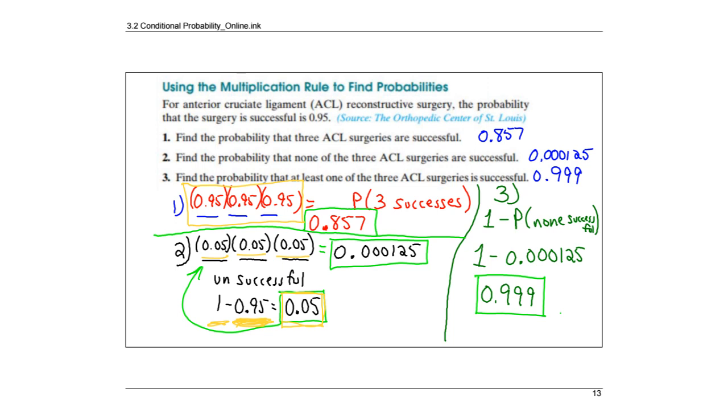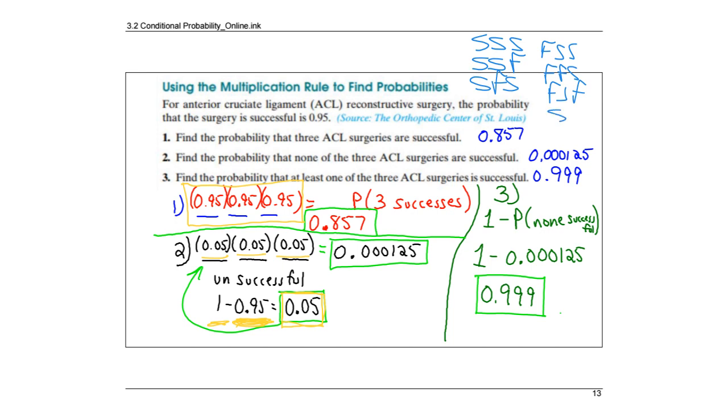All right. Finally, it says find the probability that at least 1 is successful. So here's the problem with this one. If we tried to add up all the combinations, we would have to do all 3 successful. We'd have to do successful, successful, fail, successful, fail, success. We'd have to go on and on, right? We would have to add all of these up, and it would be crazy. We don't want to do all that.